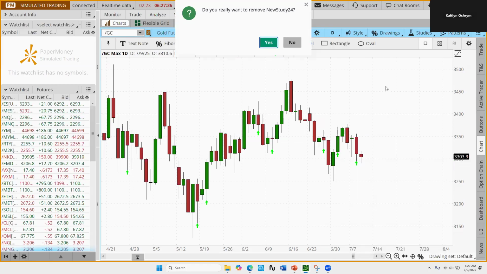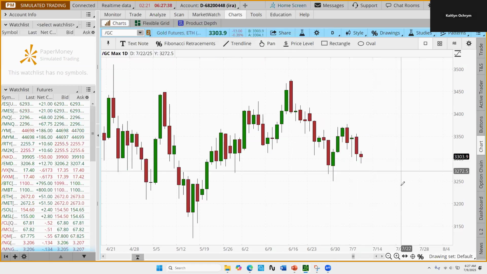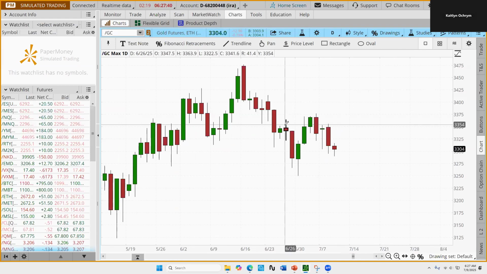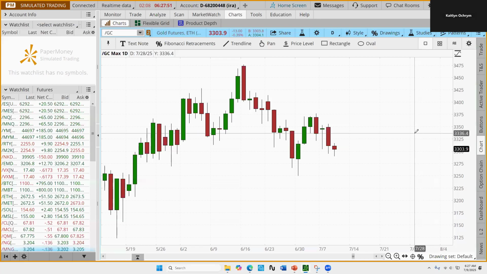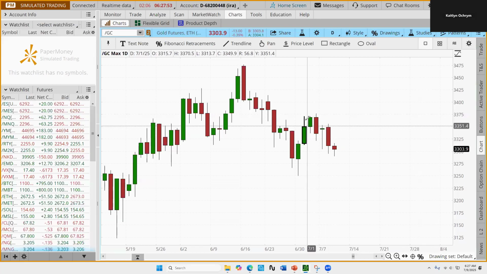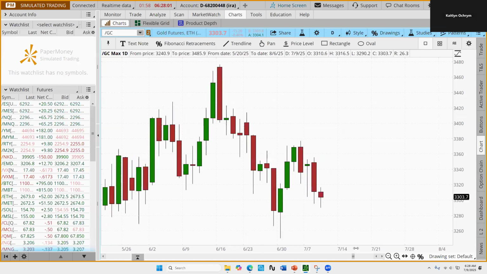Now for today, we start doing things a little bit differently. So we want to focus in on what's going on real time over here on gold. So you'll notice that the setup that we have is the double-sided breakout that's been activated to go short. So where is that double-sided breakout? We had one up here that we used previously. Price came back to it and we had a short trade from there. Now we have a new double-sided breakout.